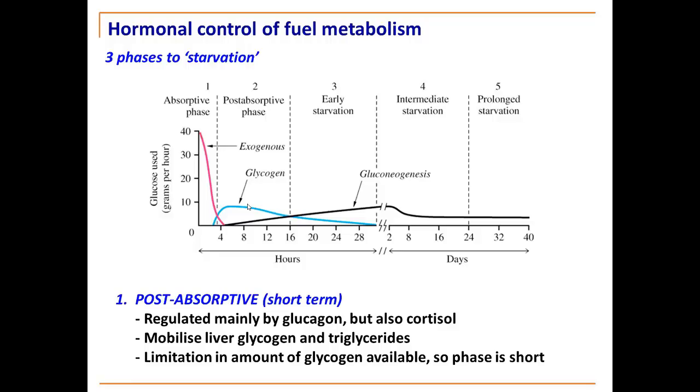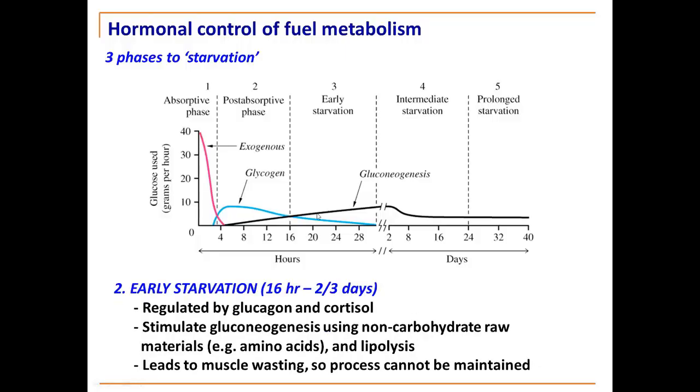But the amount of glycogen we have in our liver is very limited. It's only about 100 grams, so it's not a huge amount of energy. It's about 400 calories. So the phase is quite short, and you can see that there. By 16 hours, an overnight fast, if you like, we've lost 50% of our glycogen stored in our liver, rather. So then we hit that early starvation phase.